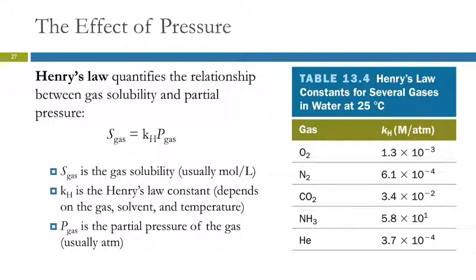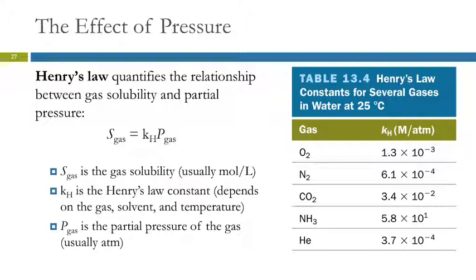So of course we need to quantitate this, right? Because we put math in here anytime we can. Henry's law gives us the relationship between gas solubility and the partial pressure of that gas. The equation's pretty simple. The solubility of the gas, which is usually measured in moles per liter, is equal to a constant, called the Henry's law constant, times the partial pressure of the gas, which is usually in atmospheres.